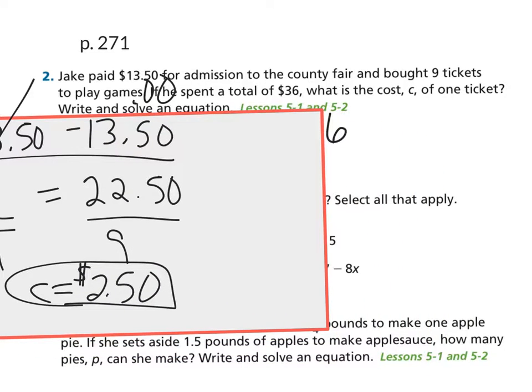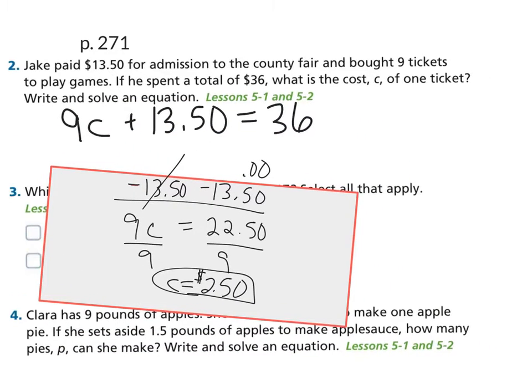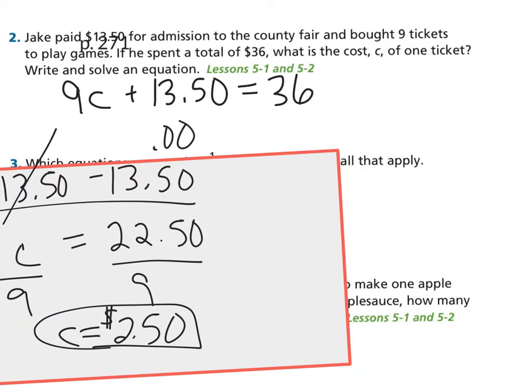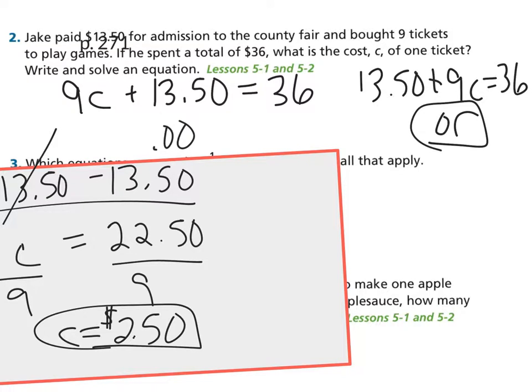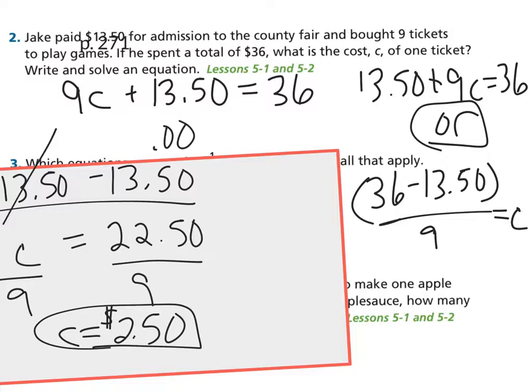A couple other options here. One option is, since we're adding, if you had that switched around, you could have $13.50 plus 9C equals 36. Another option, you could have 36 minus 13.50, get that answer, and then divide by 9 equals C. That would be another way to figure that out. It does say to write and solve an equation, though, so we have to have something with an equal sign.